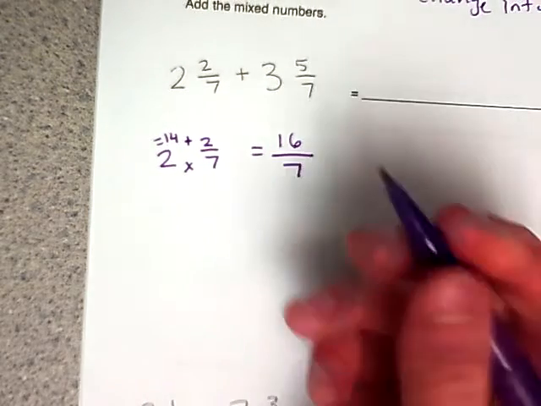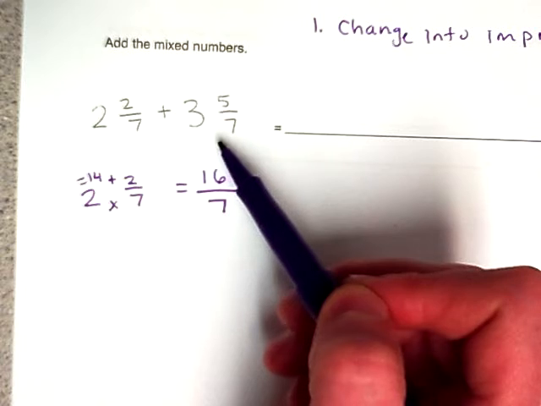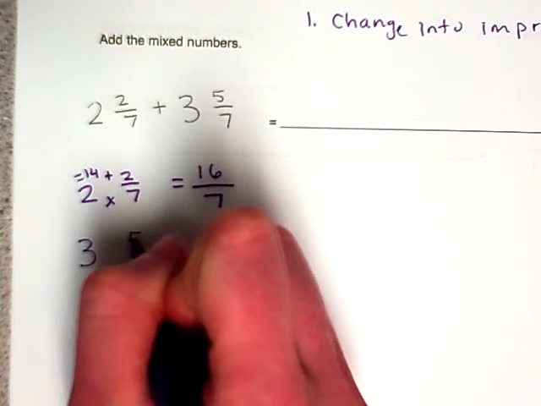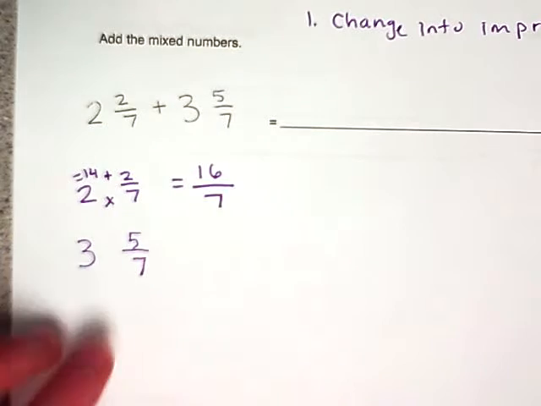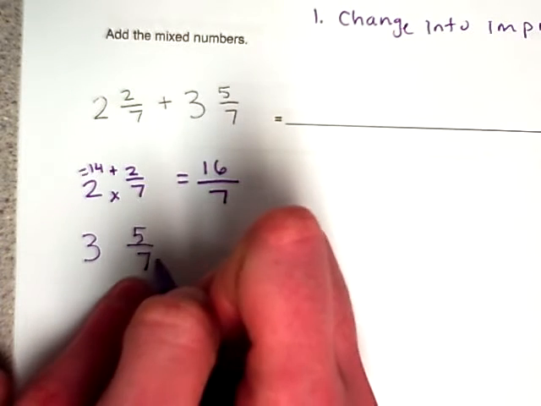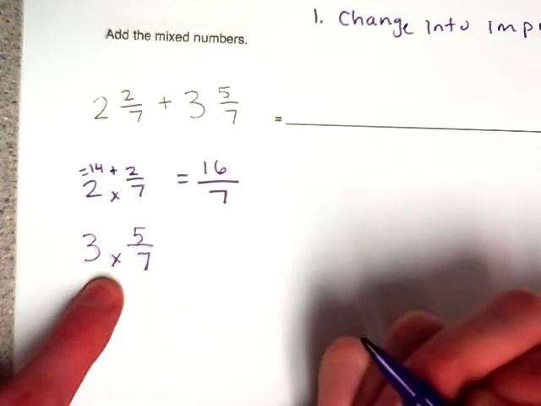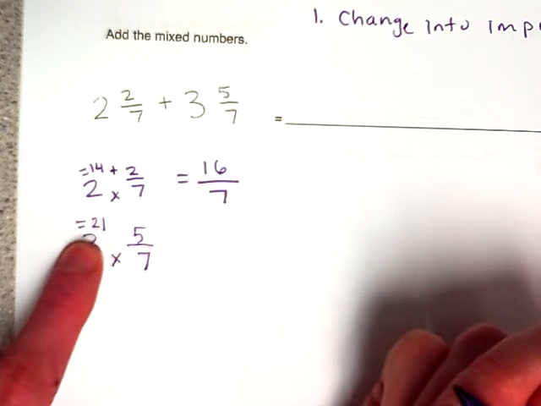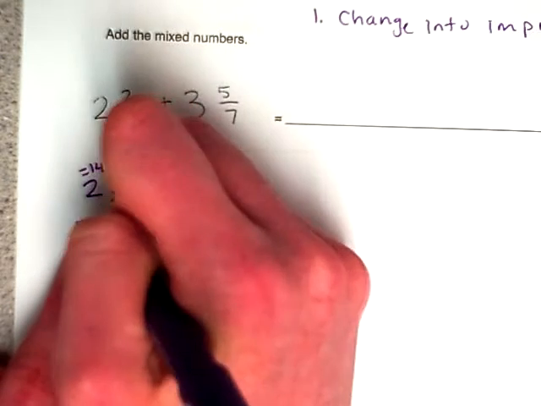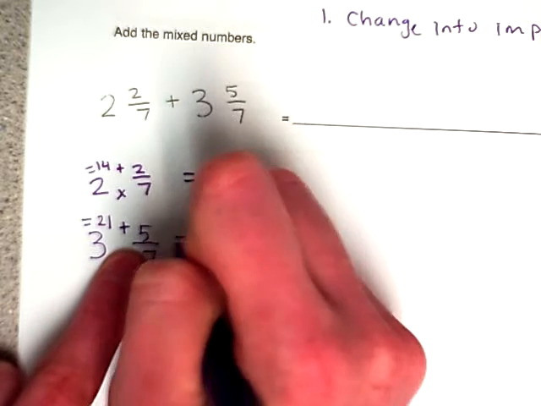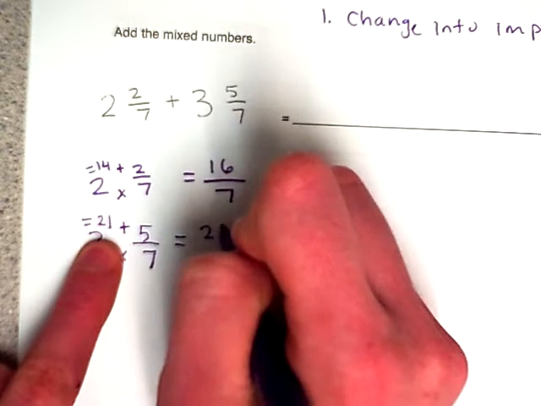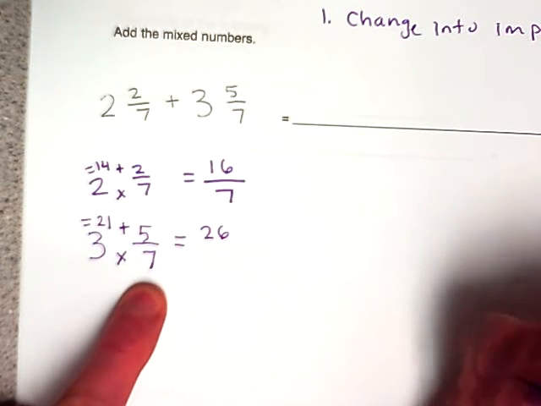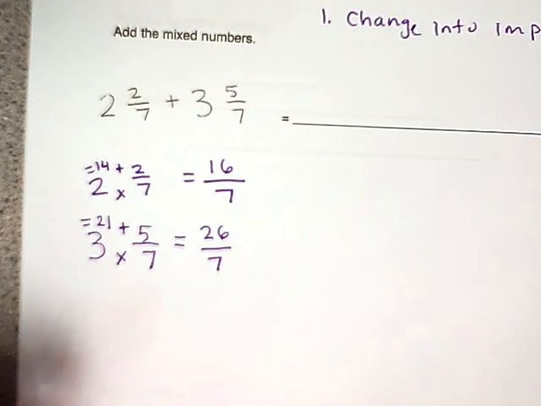So I'm going to do that one more time, but with our next mixed number. So I'm going to take 3, leave a little space, write 5/7. And I'm going to start with my denominator, multiply by 3, and that equals 21. Then I'm going to take my answer and add it to my numerator, which equals 26. And then if you remember from the last problem, I just take the original denominator and stick that underneath.